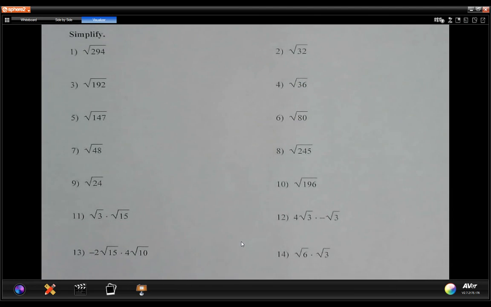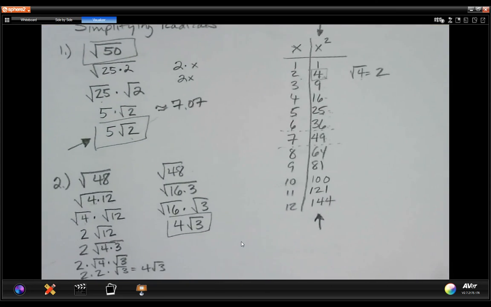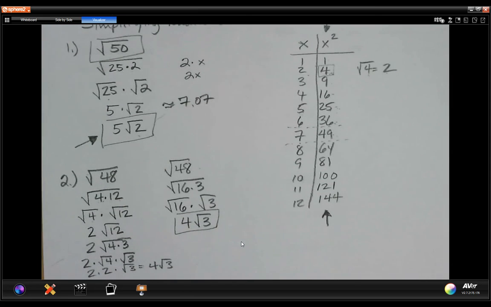But look through that perfect squares list. Make sure that you make yourself a perfect square table just like this one right here. If you want to continue that on to say 20, you can do that. It doesn't matter. But use this table right here to help you figure out how to simplify these radical terms. If you need help, reach out to us.